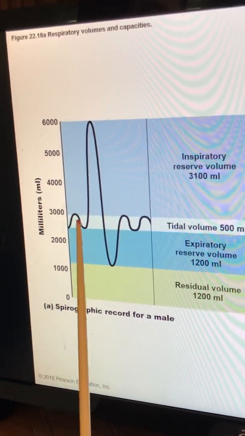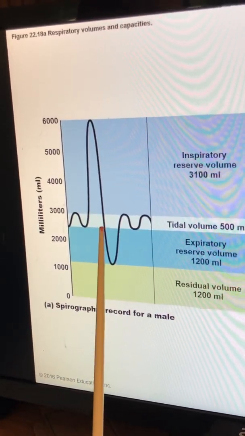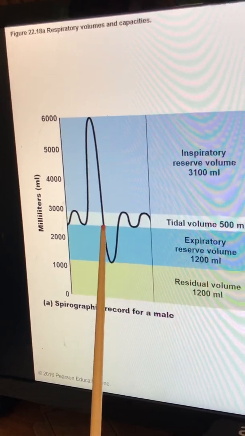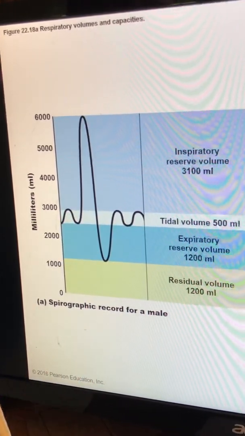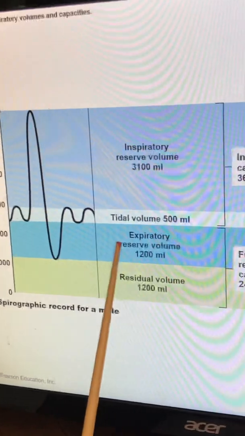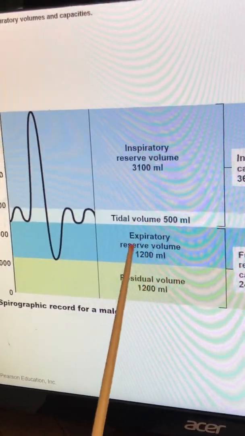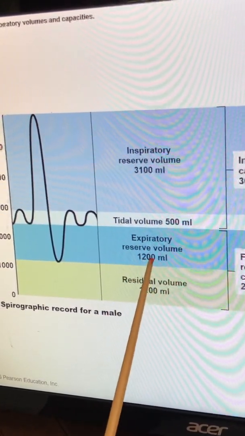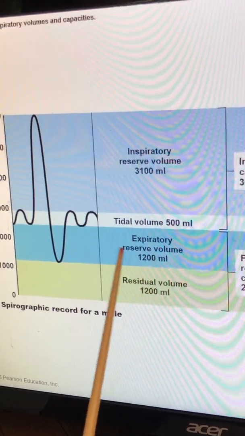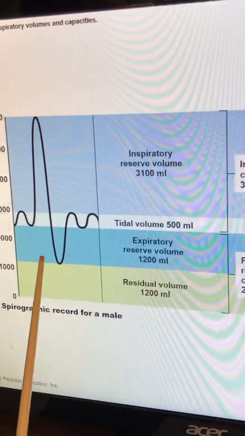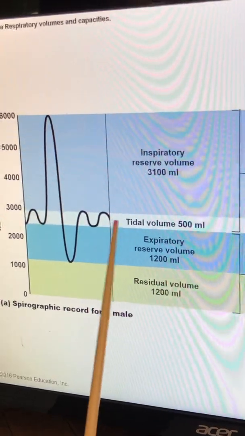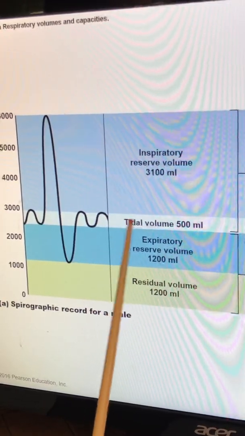Then as you breathe in and breathe out, breathe in and breathe out, and then breathe out as much as you can until you've blown out all the air that you have, that is the second IRV. That is expiratory reserve volume. It's about 1.2 liters of air. So when you take everything that's in the blue here, you have got normal tidal volume. That's what you're living on, kind of breathing in and breathing out.